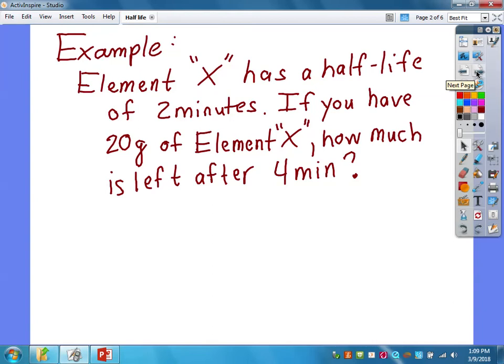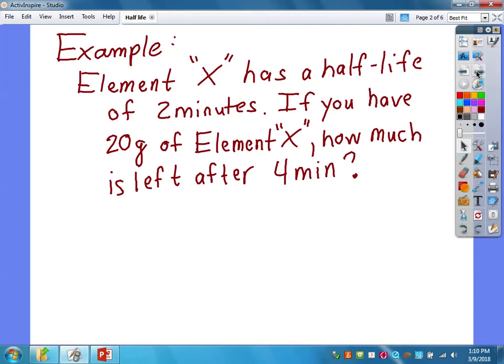If we jump straight in, the classic example would be: element X has a half-life of 2 minutes. If you have 20 grams of element X, how much is left after 4 minutes? We will only do problems where it comes out to a nice number, not one where you only have half of a half-life occurring. We're not interested in equations that get into logarithms and exponential decreases, which is much more difficult. This is a very standard, just halve it all the time. We're just breaking this down in half.